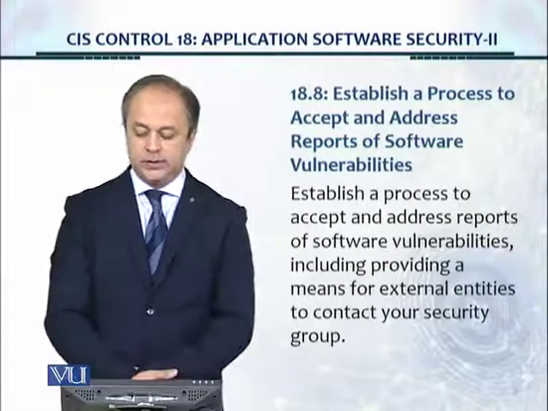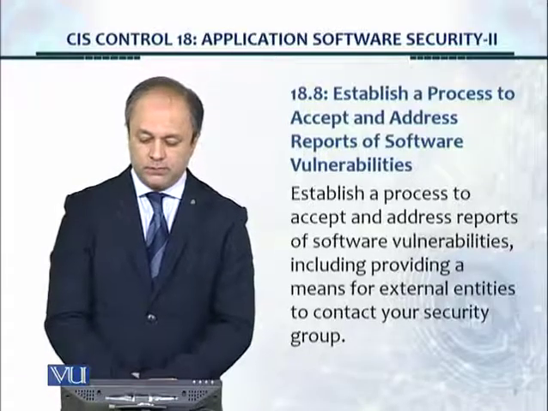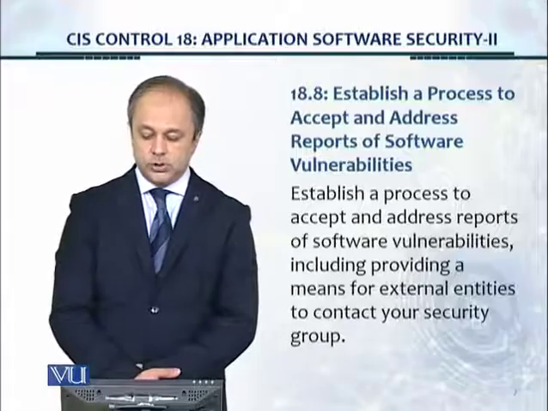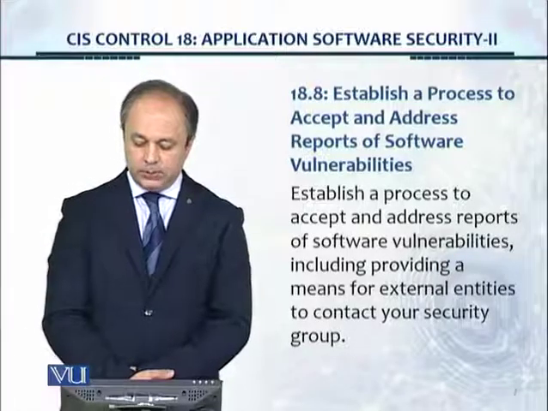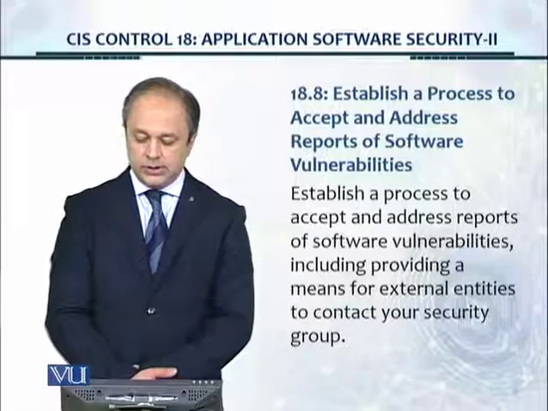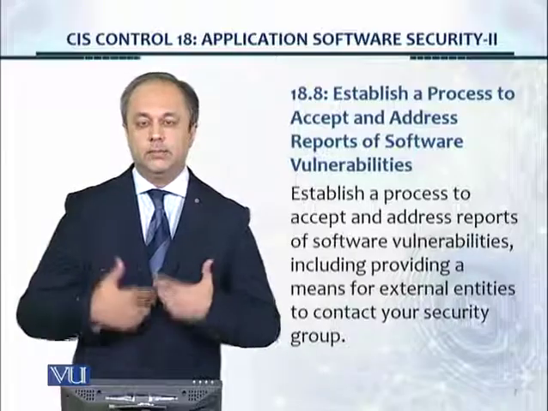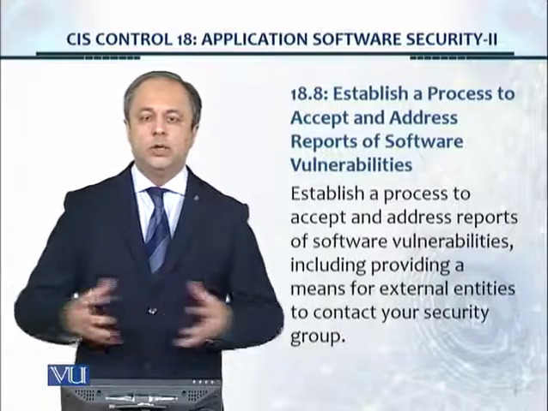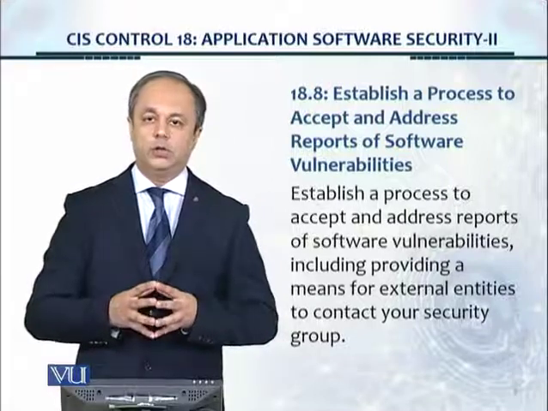And 18.8, establish a process to accept and address reports of software vulnerabilities. So you need to establish a process to accept and address reports of software vulnerabilities, including providing a means for external entities to contact your security group. And this is part of a mechanism to ensure that the overall security program receives feedback so that if there are any flaws, then they are corrected.